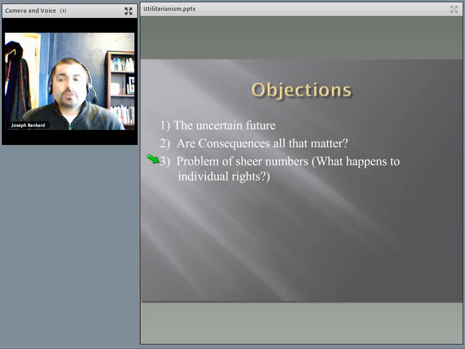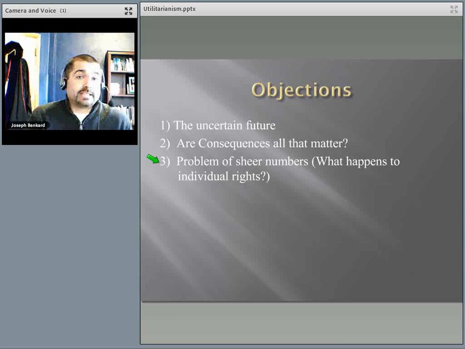There's also a problem of sheer numbers. Individual rights can slip away. If the government decides that it will be better for society, safer for society, for them to take away your right to privacy, tap your phone lines, check your homes without a warrant, right? Let's assume this is for homeland security. We want to weed out terrorism. Well, all of a sudden, my individual rights go away because it's deemed that society will be safer, that consequences will be maximized if we take certain rights away.